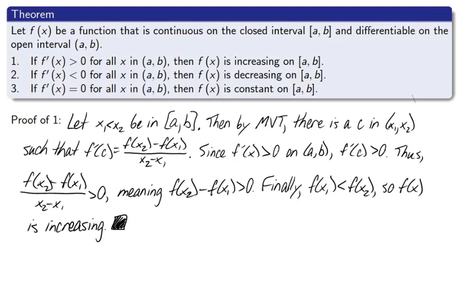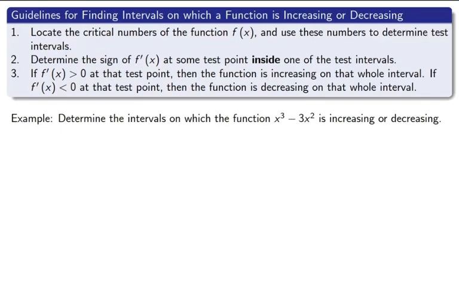And the other ones are very similar. It's not hard to say that if all of this works out, with the derivative being positive we get increasing, derivative negative we get decreasing, and derivative 0 we get constant. We can use this every time. This is a way that we can find out if a function is increasing or decreasing.